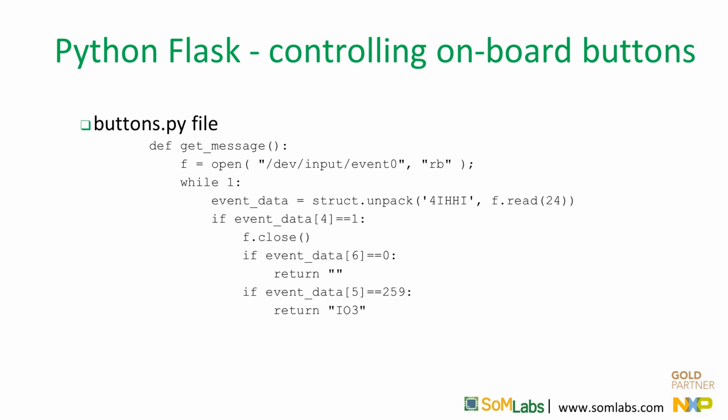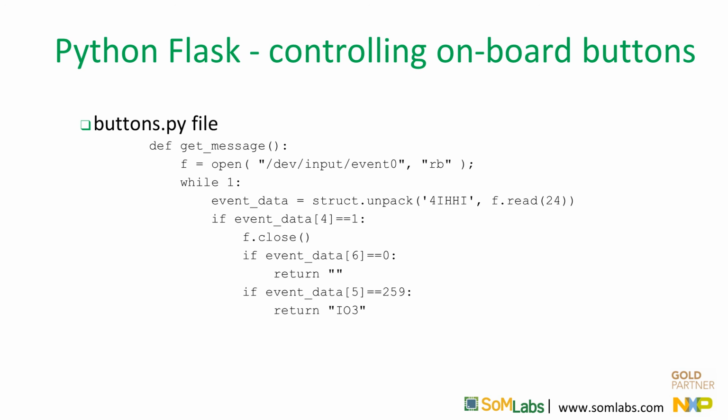Let's take a look at the getMessage function, which is in fact responsible for sending data to the browser. The function opens the file dev input event0, which represents the GPIO keys device composed of 4 buttons on the carrier board, which are IO4 to IO7. This device is defined in the device tree file I.MX8M DTSI. The function, after opening the event0 file, waits for the data that will appear after pressing the button.